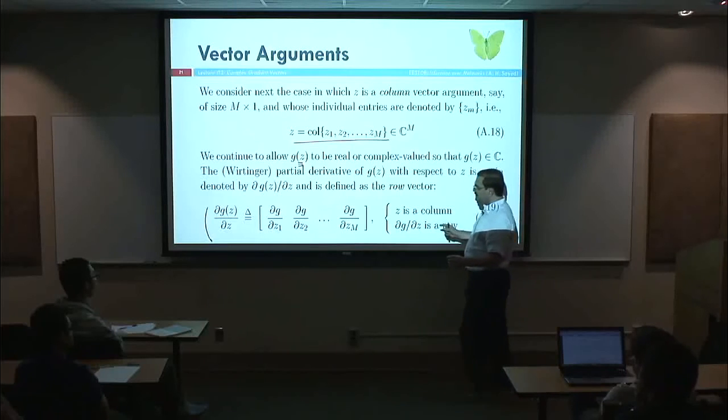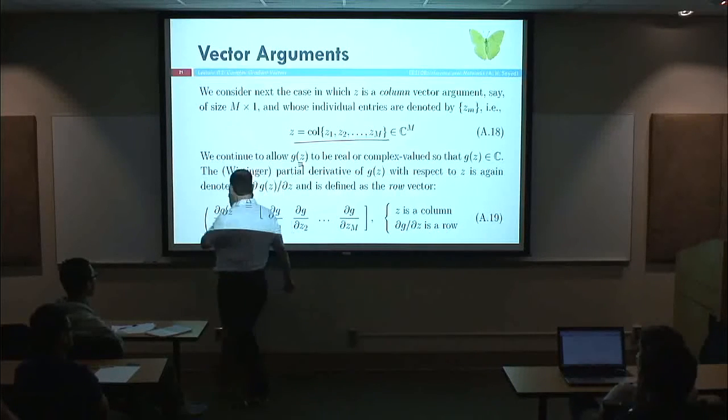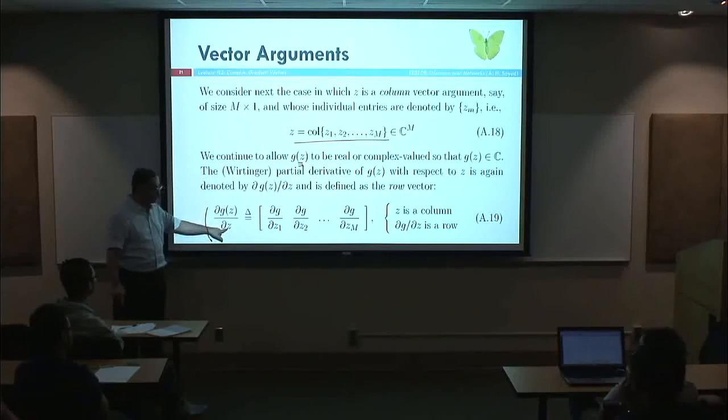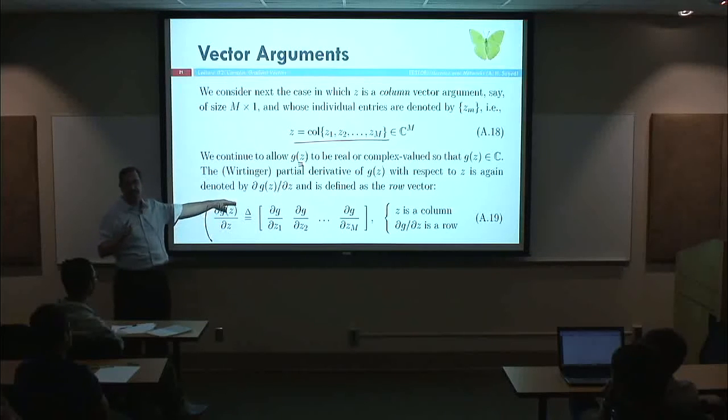Okay? So z is a column vector. So I'm going to define the gradient relative to a column vector to be a row vector. Okay? For reasons you are going to understand soon. It's not meant to confuse you. It's meant to help you. Some people define it as a column vector. I prefer the row vector convention for the reasons you're going to see.